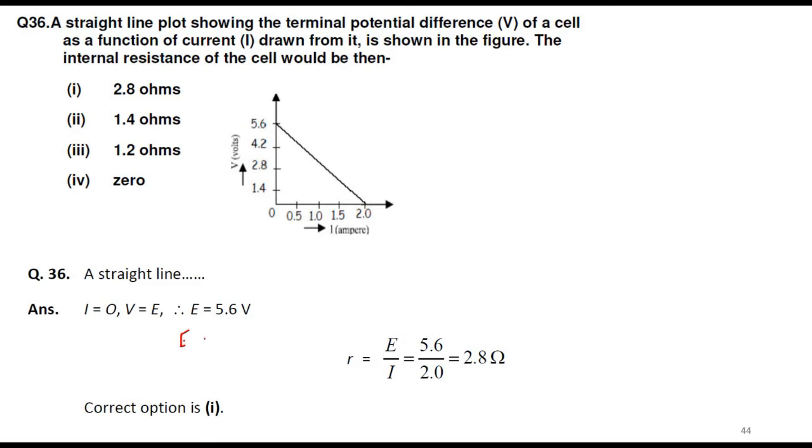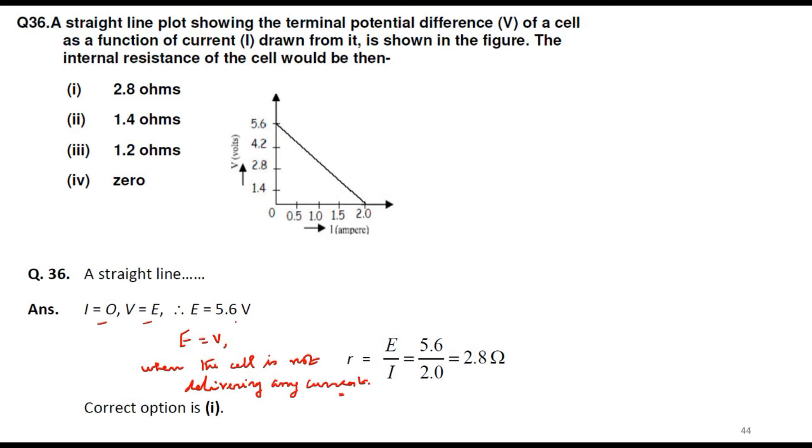EMF is equal to V when the cell is not delivering any current. This is by definition. So when I equals 0, V is equal to E.